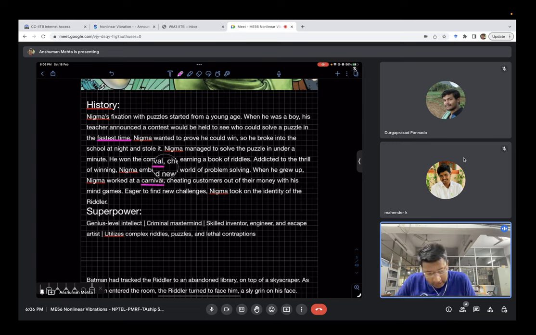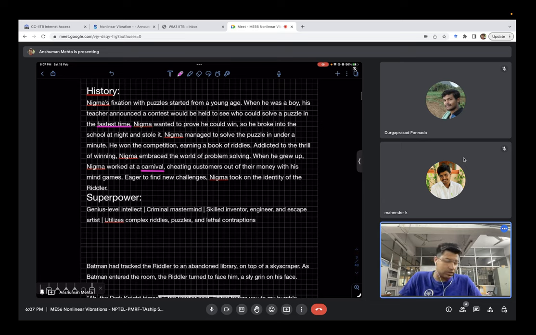And he cheated the customer out of money with their mind game. He used to ask a question and say bet on it, and then they would bet on it, and then he revealed the answer, which would be the other bet. So he kind of cheated the person. Eager to find a new challenge, he took the identity of the Riddler. Hence his game, the other identity came as Riddler.